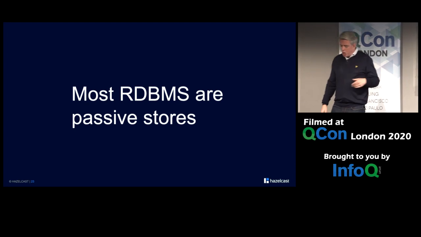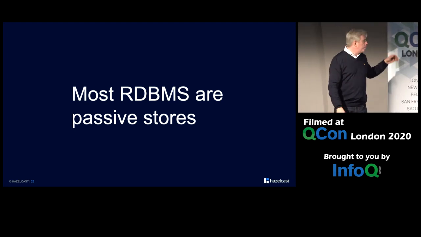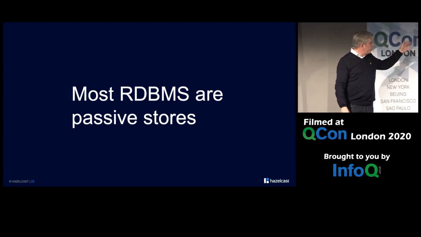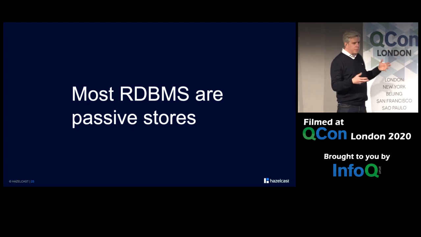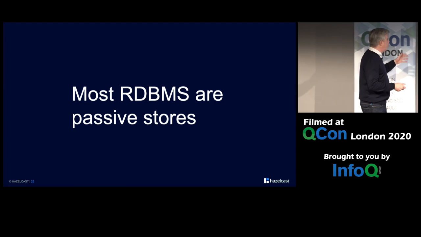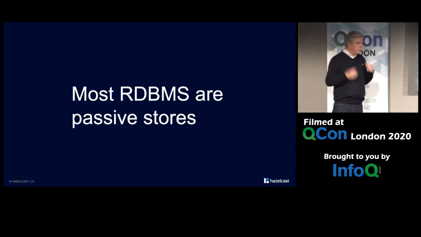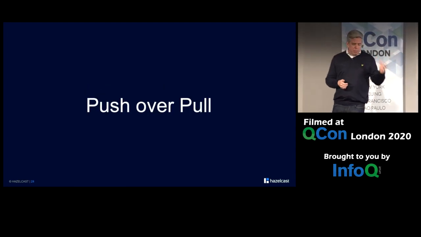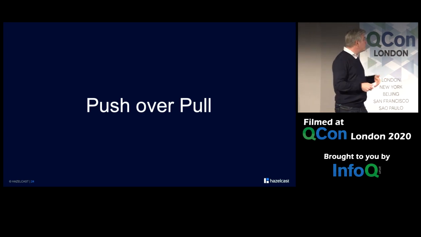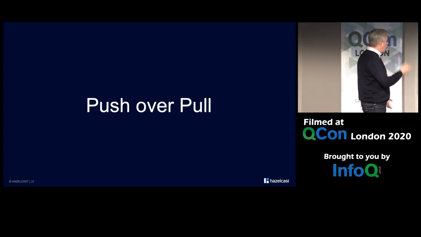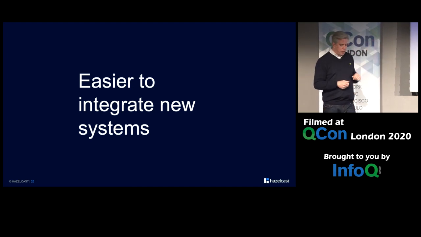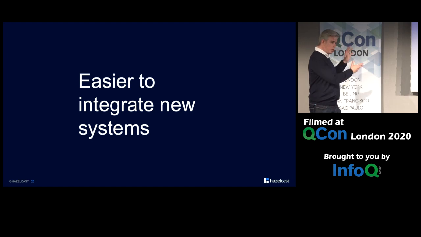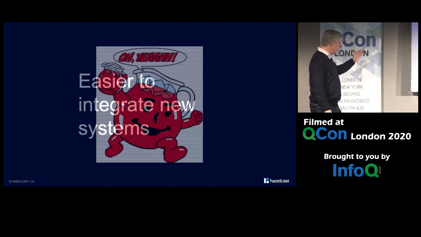If you'd seen some of the earlier talks on streaming, some of them make the statement that RDBMSs and other data stores, legacy data stores, are passive stores, right? There's this idea around them that you push. That's it. You can go. They're push over pull, and we want to go to another way. We want to do pull over push, right? And we've already spoken about this, but it's easy to integrate new systems onto the side of your legacy system if you start to adopt this.